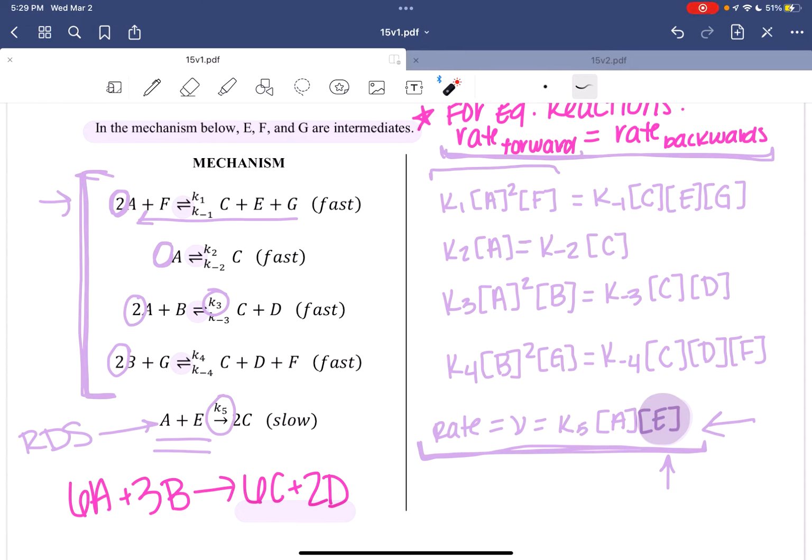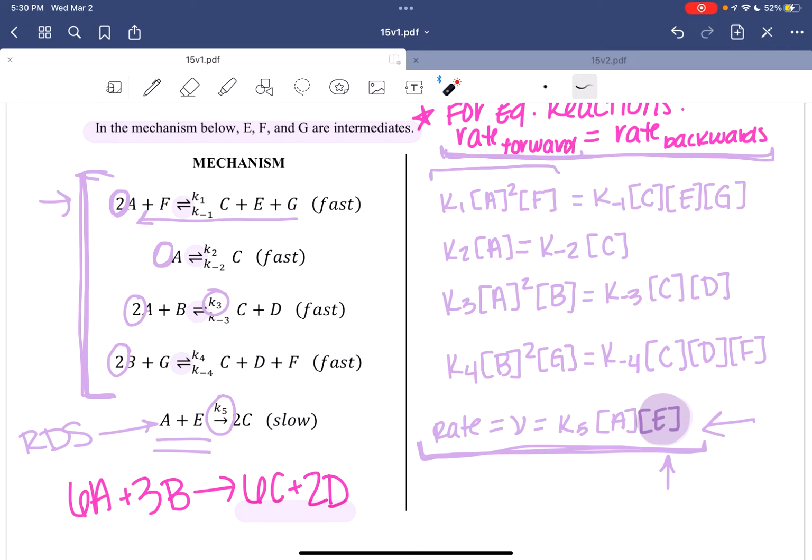So the first thing that we notice is that we have an intermediate here, E, like we talked about in the last video. So that intermediate shouldn't be in our overall rate law once we're done with all of this. So we want to first substitute something in place of E so that we can start getting rid of intermediates. So we're going to look for a rate law that we wrote in the first video that has E in it, so we can solve for E and substitute it into this overall rate law.